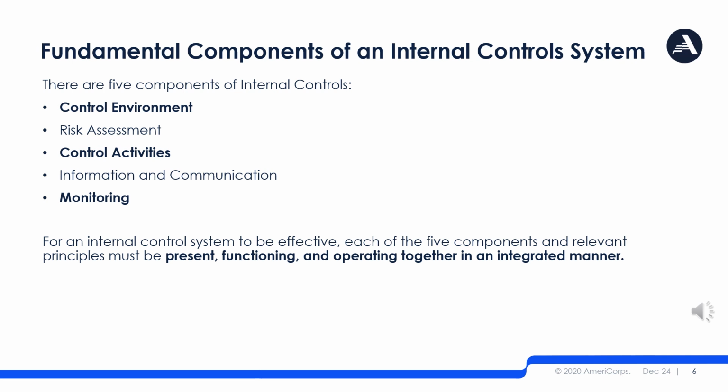We have included additional information and resources related to COSO and GAO at the end of the presentation on the resources slide. The 5 components of the framework are control environment, risk assessment, control activities, information and communication, and monitoring. For an internal control system to be effective, each of the 5 components and relevant principles must be present, functioning, and operating together in an integrated manner.